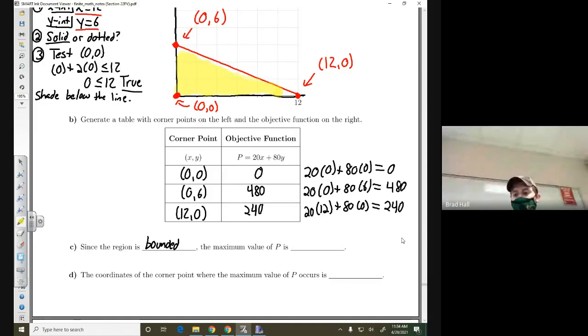The maximum is the largest value of your second column. We found 0, 480, 240. The maximum is the largest number. It's 480. Part D says, what was the ordered pair that gave you that largest number? So all we have to do is look over here. What was the ordered pair that contributed towards that? 0, 6.